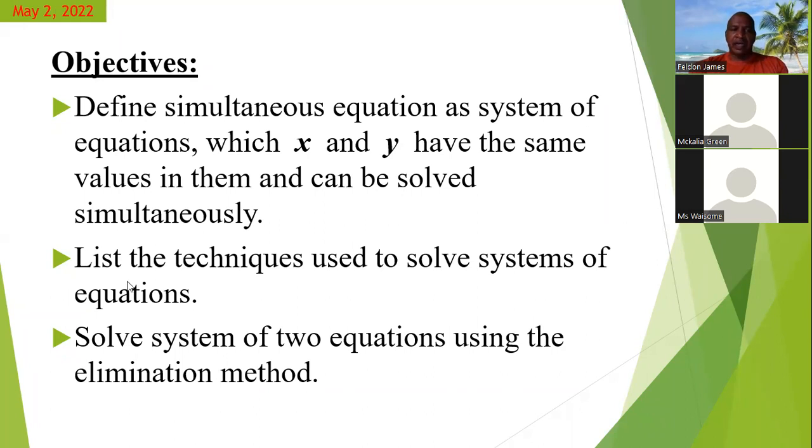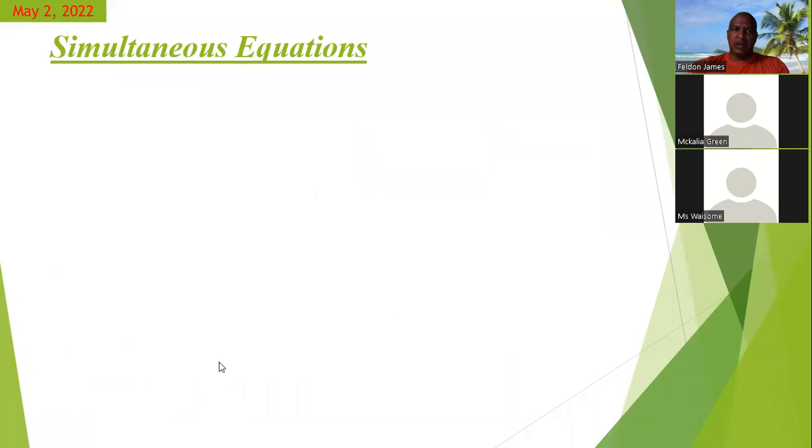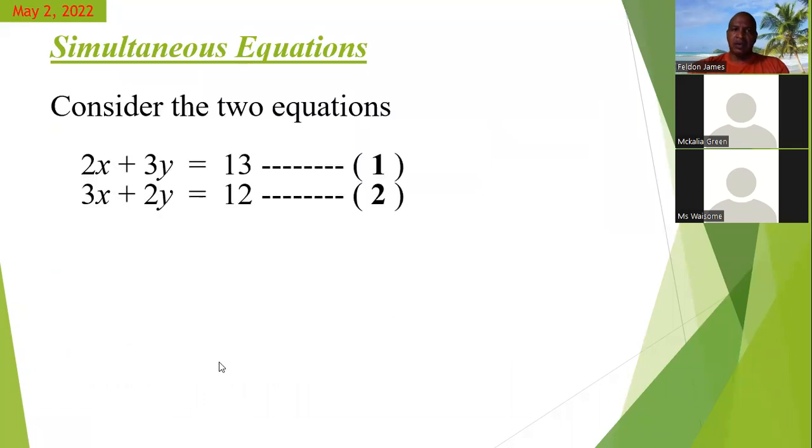All right, so the second objective, you should be able to list the techniques used to solve system of equations, which is what we refer to as simultaneous equation. You should be able to solve a system of two equations using the elimination method. All right, so jumping into our topic. So first, I want you to consider these two equations.